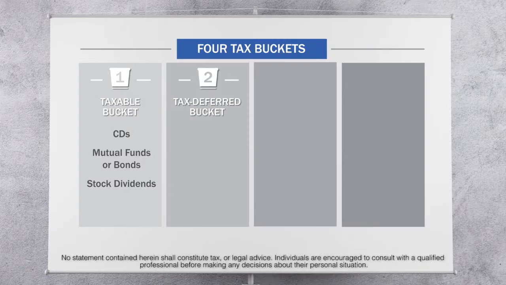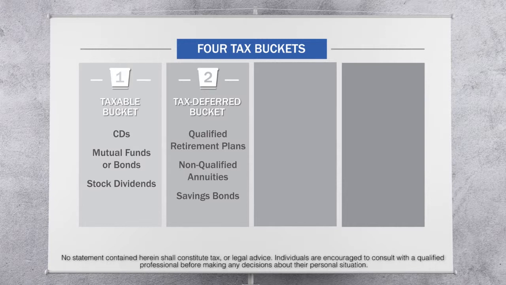The second bucket is your tax deferred bucket. Generally speaking, there are 3 primary vehicles that fall in this tax deferred bucket. Qualified retirement plans, that's your 401ks, 403bs, 457s, IRAs. Non-qualified annuities also fall in this bucket, as well as savings bonds. These are all tax deferred, so those are in that bucket.